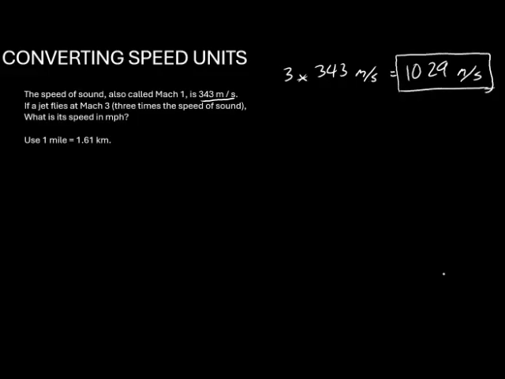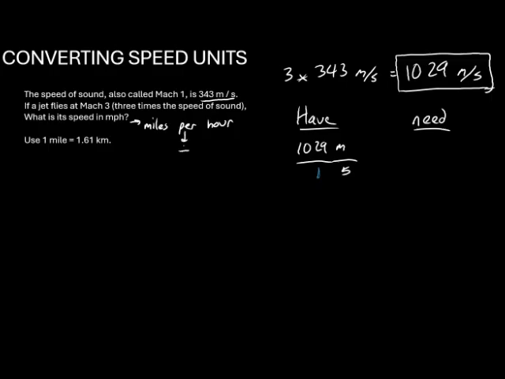With this in mind, let's write what we have and what we need. Right now we have 1,029 meters over seconds. Since I have no number for seconds, I can place the invisible 1 next to seconds. However, I need mph, and let's remind ourselves that stands for miles per hour. And most critically, the per stands for division. So we can say we need miles on top of a fraction and hours on the bottom of a fraction.